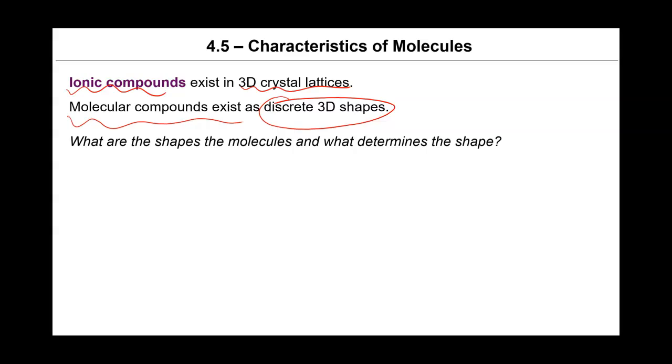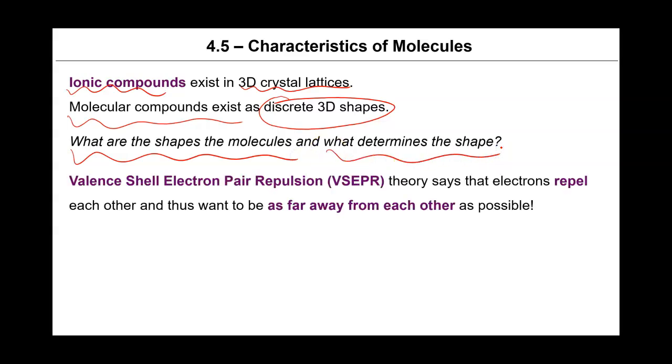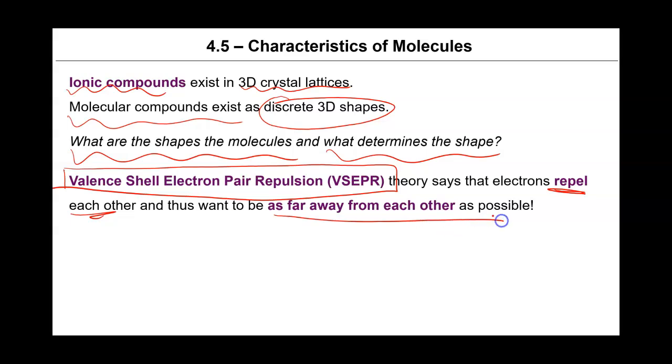A question that comes to mind is, what are the shapes of these molecules and what determines the shape of them? The theory that we're going to use to determine the shape of molecules is called valence shell electron pair repulsion theory, and most people just call that VSEPR theory because it's a bit of a mouthful. The idea is pretty simple. It says that electrons repel each other and thus want to be as far away from each other as possible.